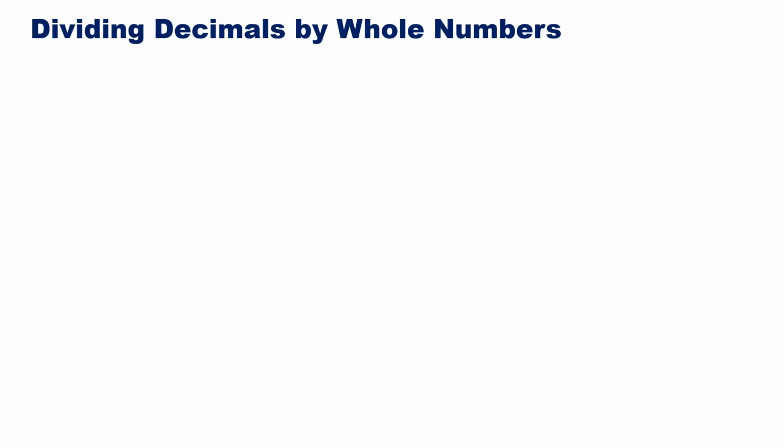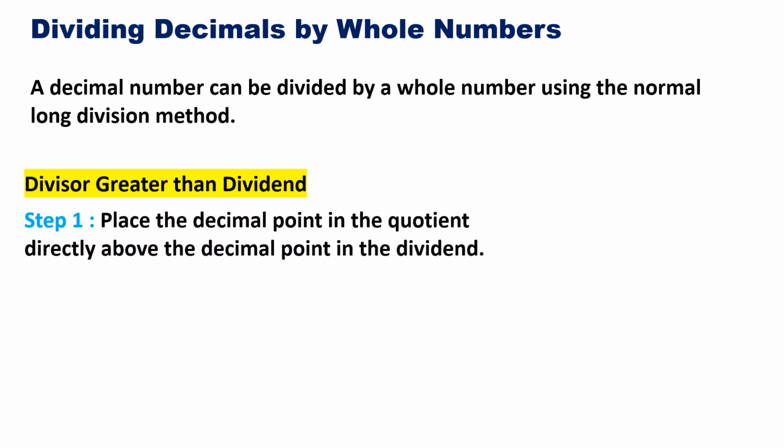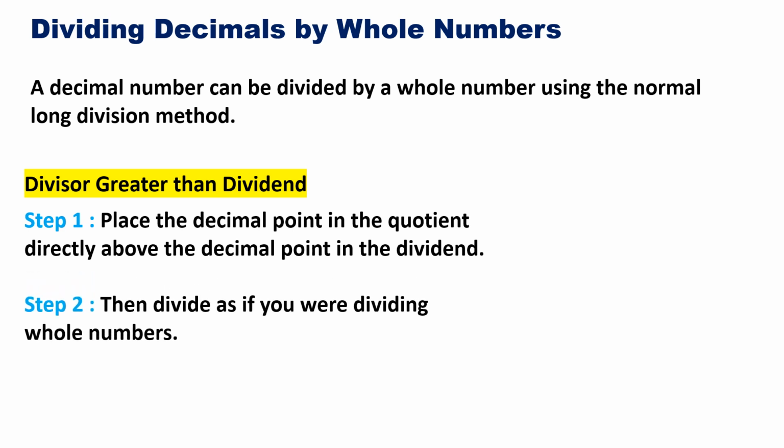Dividing decimals by whole number. The decimal number can be divided by a whole number using the normal long division method. If the divisor is greater than the dividend, then what will happen? Then place the decimal point in the quotient directly. Second thing, we'll do the division the normal way, how we do it in the whole number. Let's see one example.